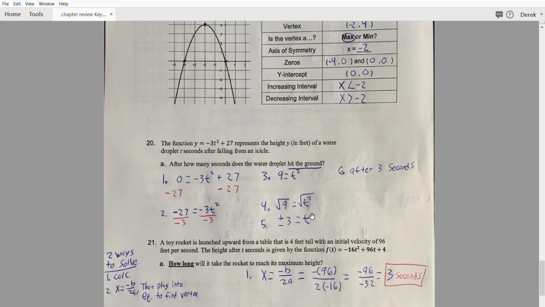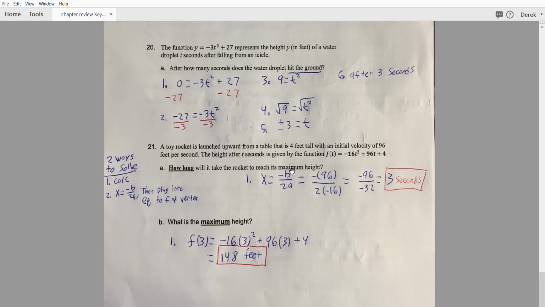But hold on, that's not quite your answer, because it asks how many seconds it takes. t represents time. Since we can't really have negative seconds, we're just going to say the positive 3 is going to be the answer for this one. So after 3 seconds, it'll hit the ground, and that's your answer.